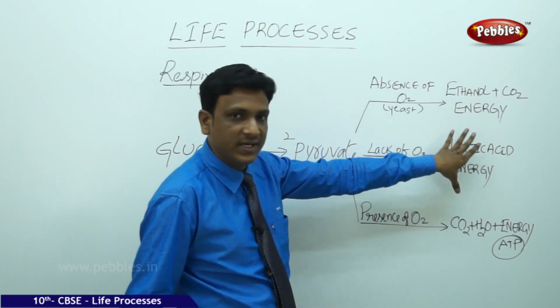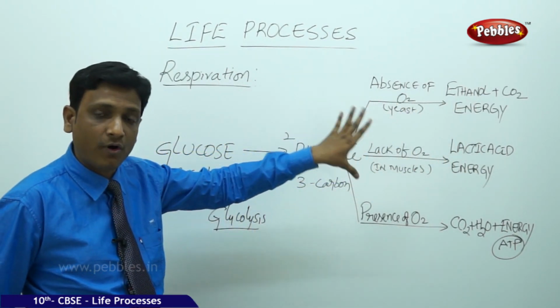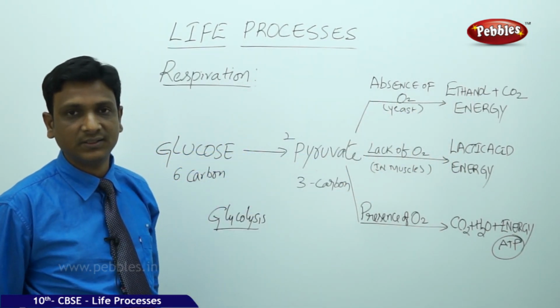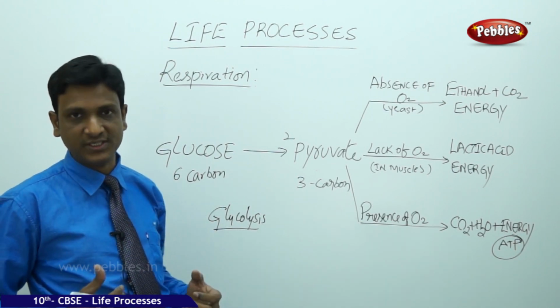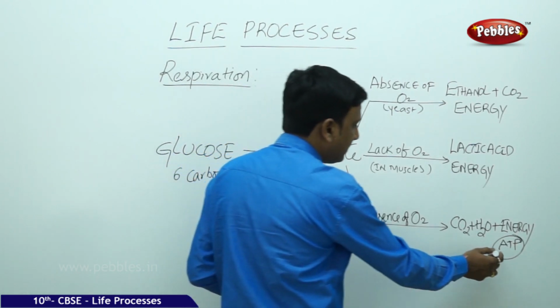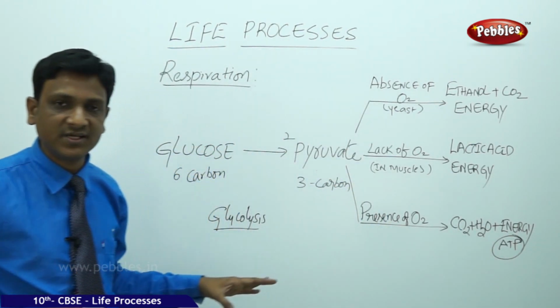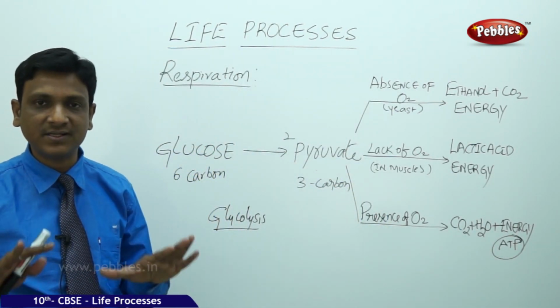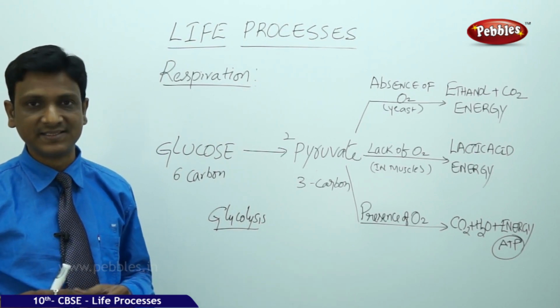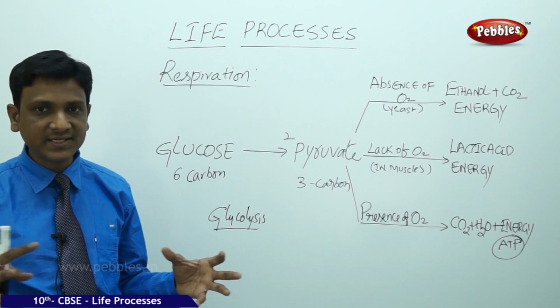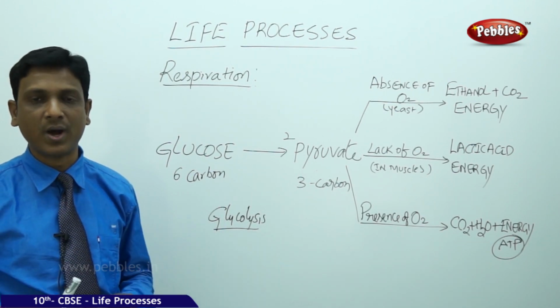Here in all the cases we see that the energy is released. In which form is the energy released here? In which form can the cells readily use the energy? That is the ATP. So in respiration, energy is finally released in the form of ATP. So ATP is called the cell currency. That means for various activities of the cell, ATP is required.